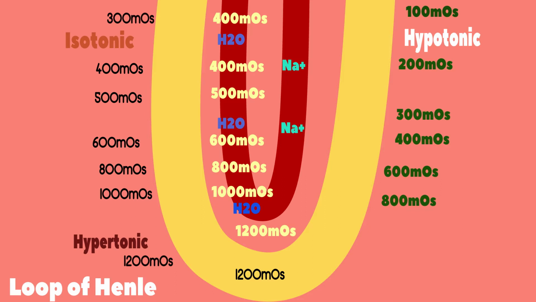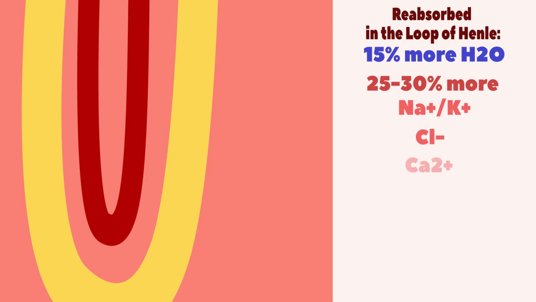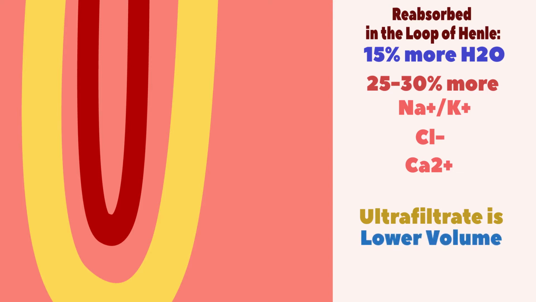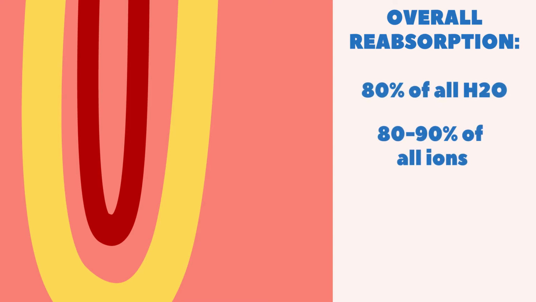Ultimately, by the time the ultrafiltrate leaves the loop of Henle, approximately 15% more water and 25 to 30% more sodium, potassium, chloride, and calcium ions have been reabsorbed back into the blood. This equates to an ultrafiltrate that is further lower in volume and significantly less concentrated than before. Roughly 80% of all water and 80 to 90% of all ions filtered out of the blood in the glomerulus have been reabsorbed back into the blood at this point.